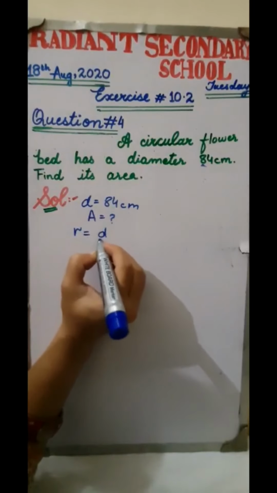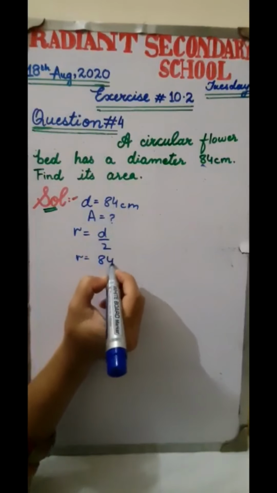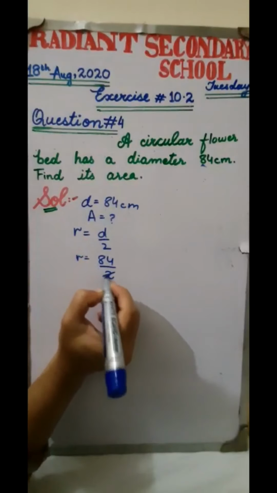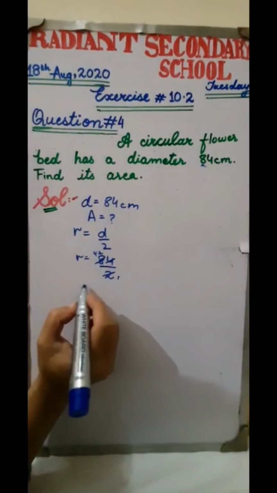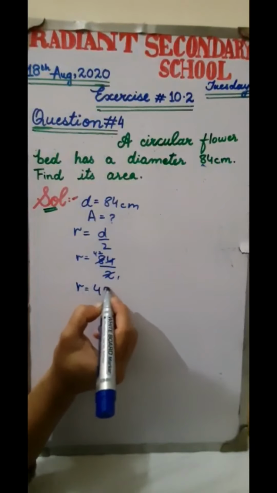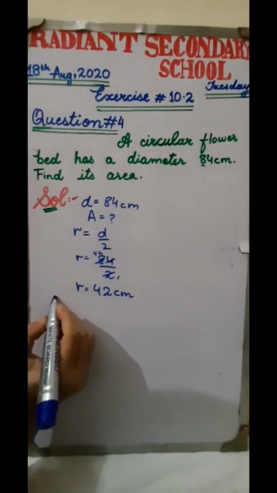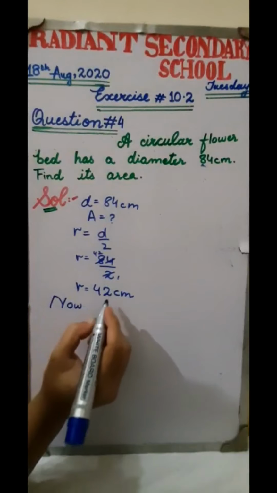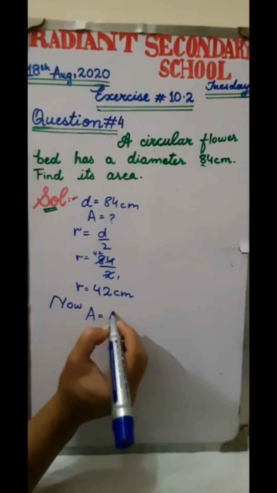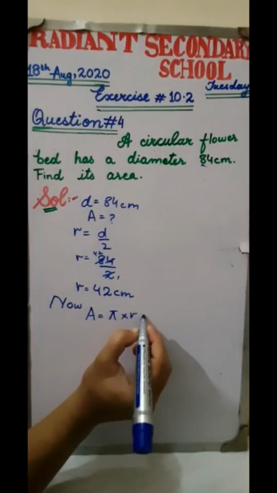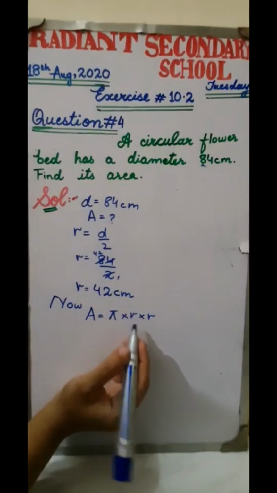Radius is equals to d by 2. Radius is equals to diameter, 84 by 2. Now simplify it. 2 1s are 2, 2 4s are 8, and 2 2s are 4. So radius will become 42 centimeter. Now actually we have to find area. So formula of area is pi multiply by r multiply by r. Okay, r square, or you can write r multiply by r, same thing.